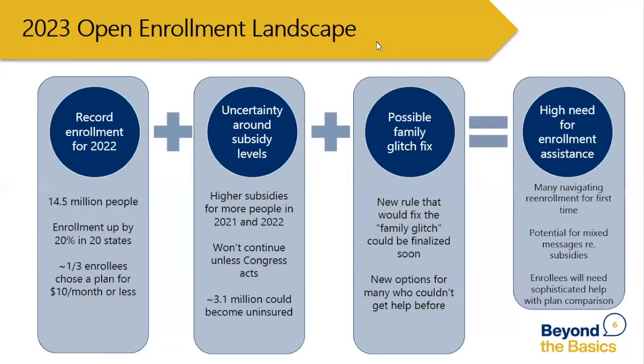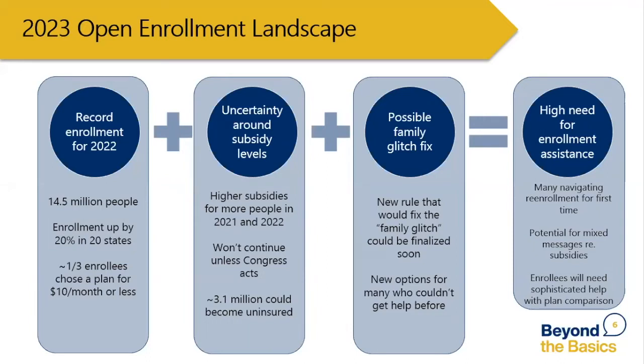1.1 million people with incomes over 400% of the poverty level receive subsidies who wouldn't have at all without the rescue plan's enhancements. Now, unless Congress takes action, these enhanced subsidies will not be available for the 2023 plan year. The Urban Institute has estimated that 3.1 million people could become uninsured if the subsidies are not extended. Premiums will increase significantly for many more people.